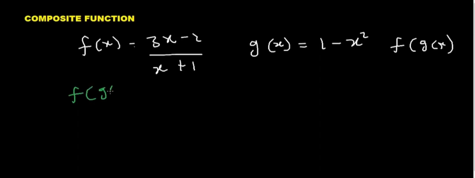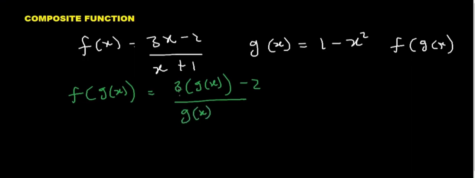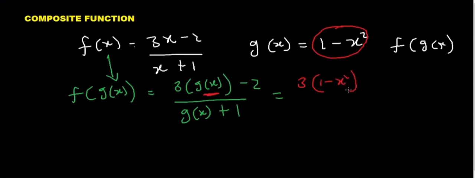So f of g(x) here will be 3 into g(x), for clarification, minus 2 over g(x) plus 1, because this is replacing this. This is also equal to 3 times, what is my g(x)? My g(x) is the whole of this, so I have 1 minus x squared, minus 2 over 1 minus x squared plus 1.